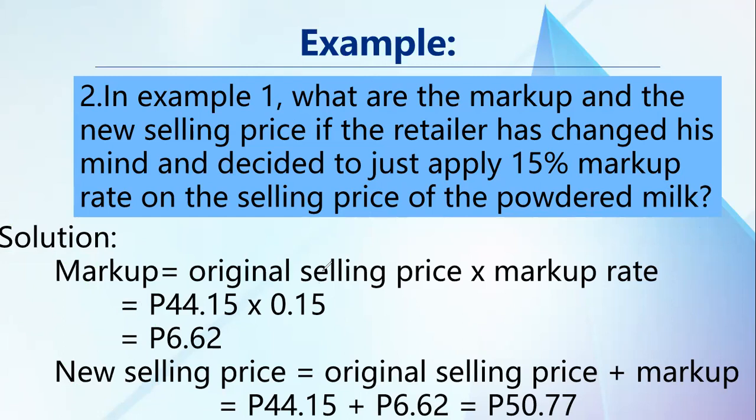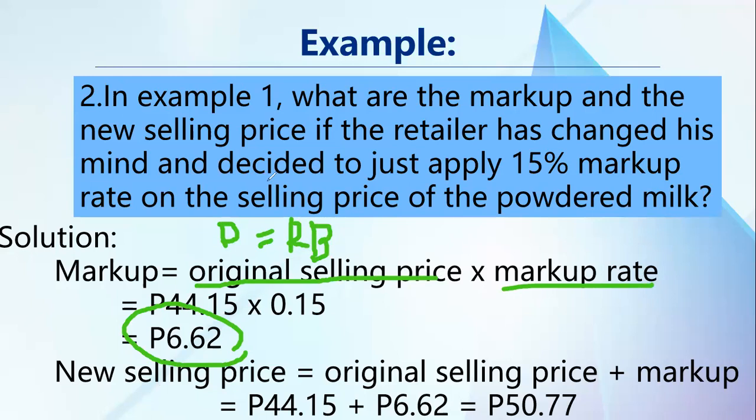So, first thing to do is to get the markup. So, in finding the markup, we cannot use new selling price minus original price because our new selling price is unknown. So what formula to be used is original selling price multiplied by your markup rate. So that is P is equal to RB or BR. Base is the original selling price times your rate. So 44.15 multiplied by 0.15, that is 6.62.